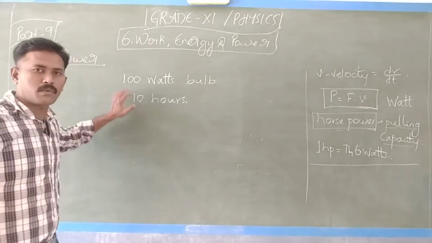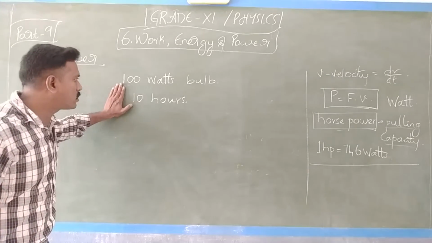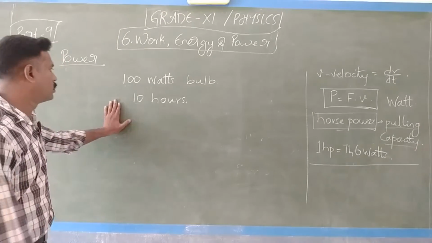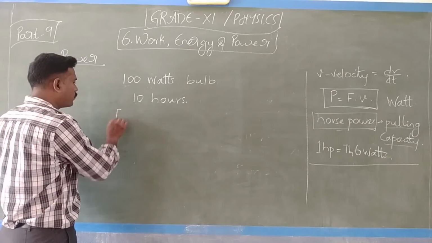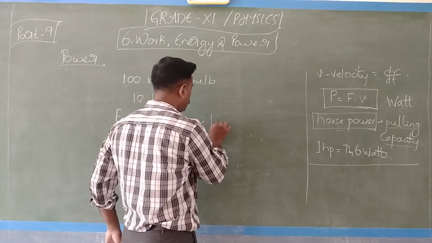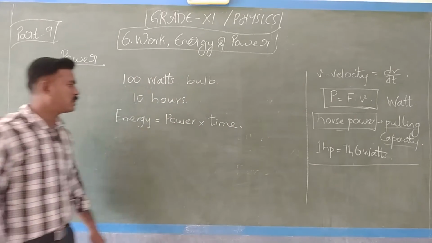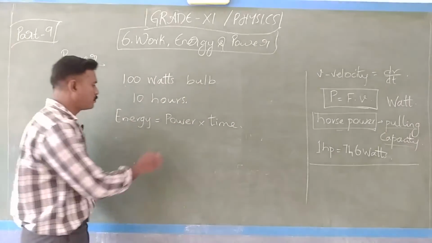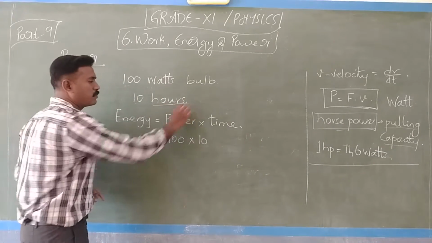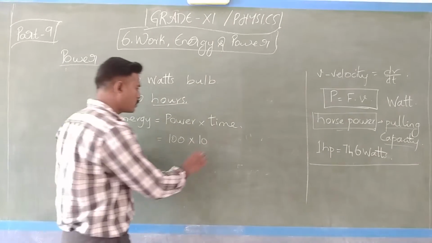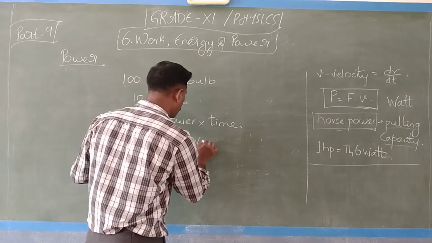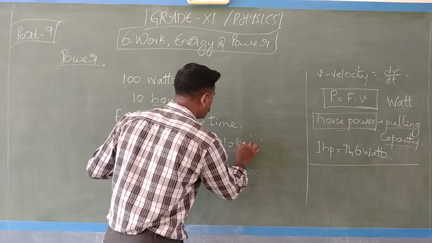So I have switched on the 100 watts bulb for 10 hours. Okay, you consider that a 100 watts bulb is being loaded for 10 hours. So what is the energy? The energy formula is, energy is equal to power into time. So energy is equal to power into time. What is the power here? 100. What is the time? Here the time is given in hours. So 10 hours. So 100 watts into 10 hours.